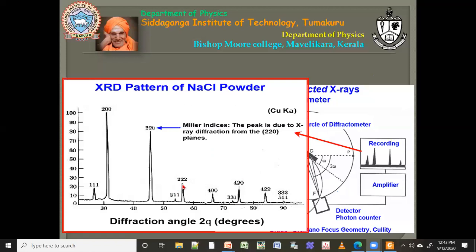Okay, sir. Sir, there is a question from Dr. Padmakumar H. In JCPDS, most samples are reported for CUK alpha radiation. If it is from another source, how we can distinguish between them?